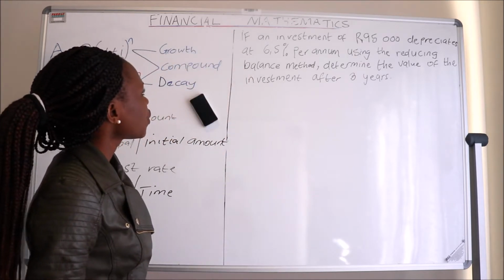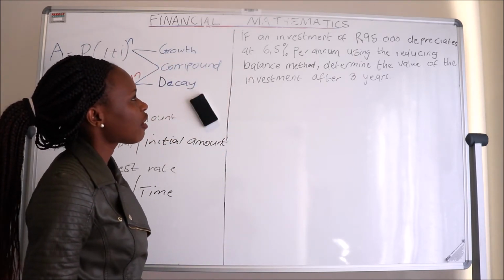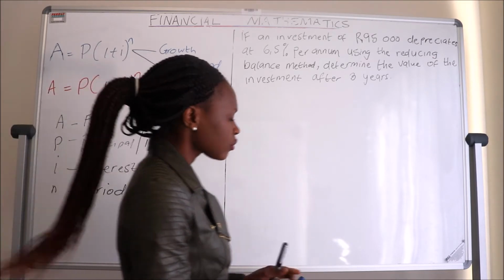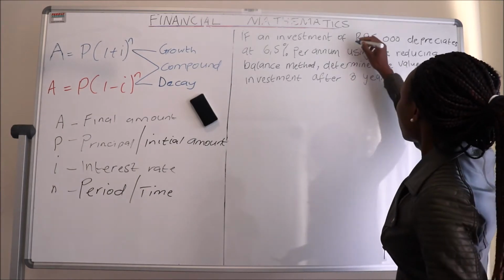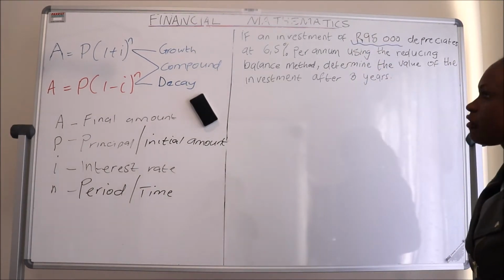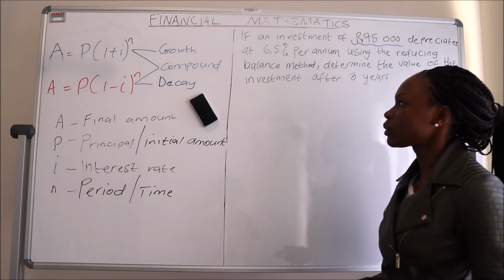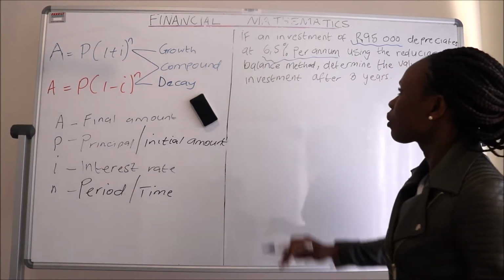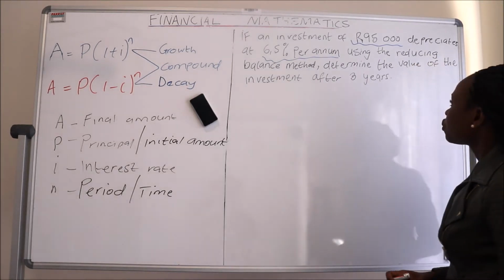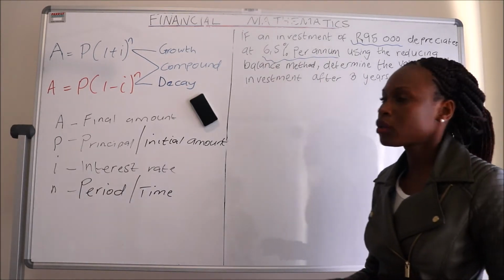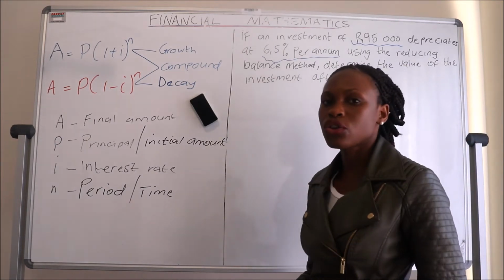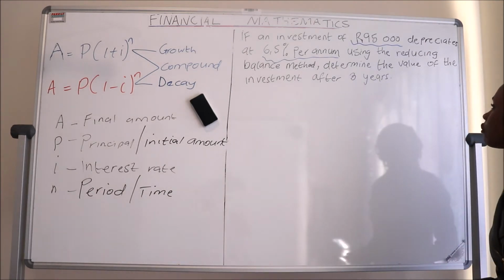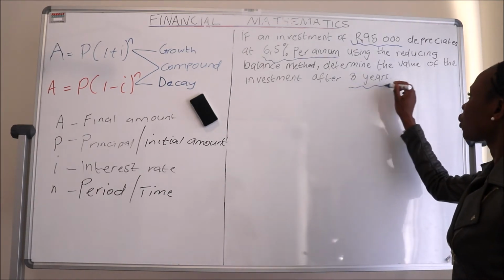This question says, if an investment of 95,000 depreciates at 6.5% per annum. So we are given the initial amount which was invested, 95,000. This is the principal amount, P, at an interest rate of 6.5% calculated per annum, using the reducing balance method, which is the compound decay. The question says we must determine the value of the investment after a period of 3 years.